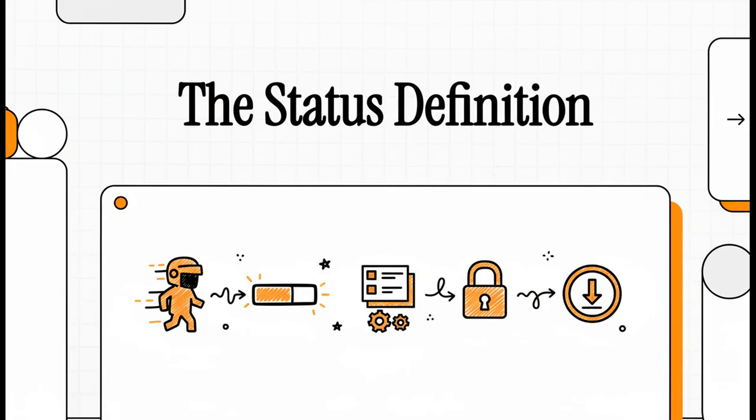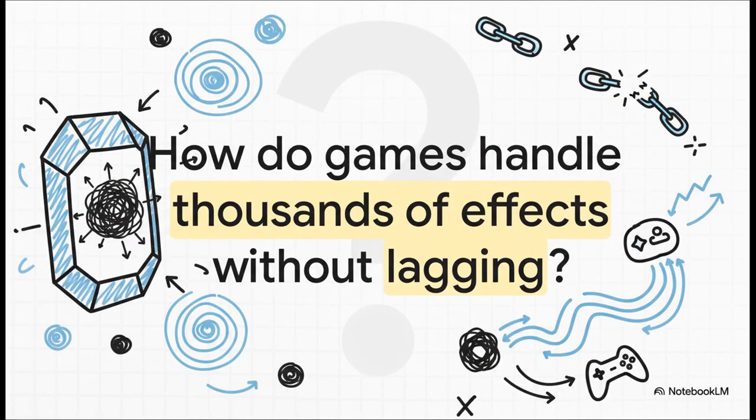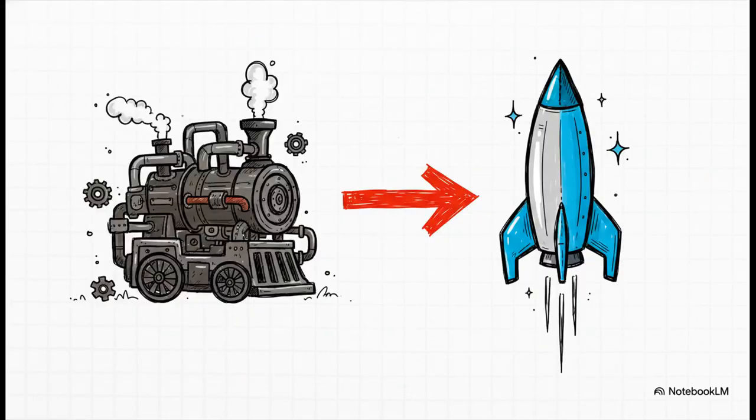Welcome to the Explainer. We're breaking down the status definition from a high-performance gameplay system. The secret? A radical approach to data that avoids all the usual performance bottlenecks. This system is built for speed. It uses a special bytecode virtual machine, not the traditional methods.